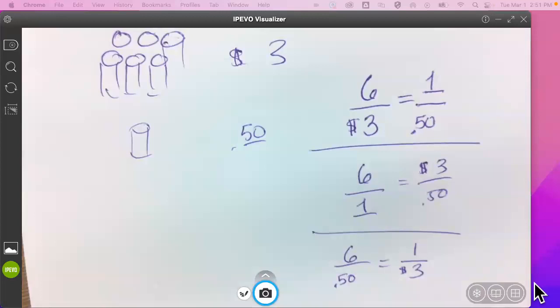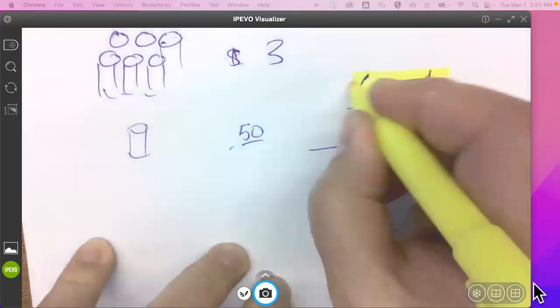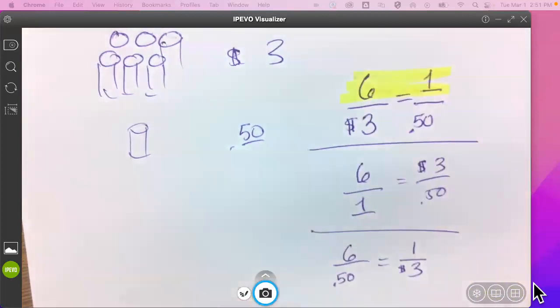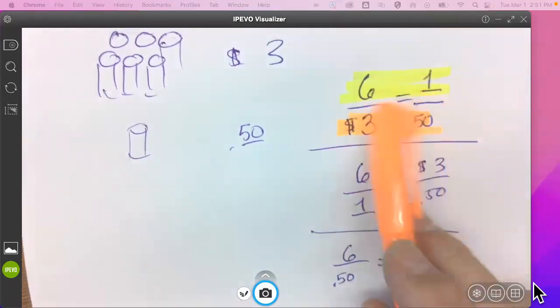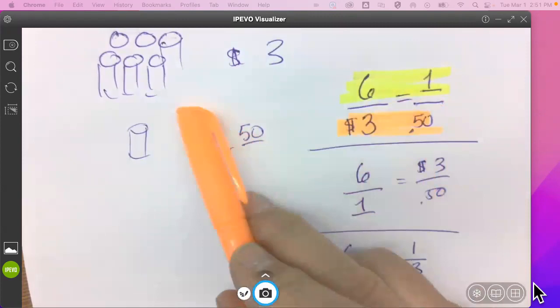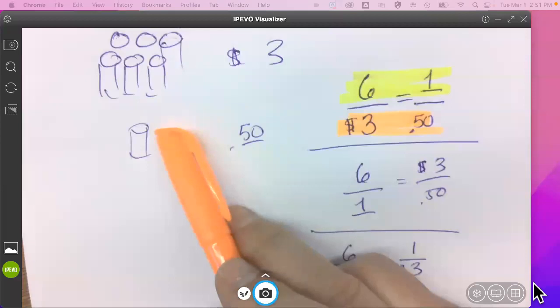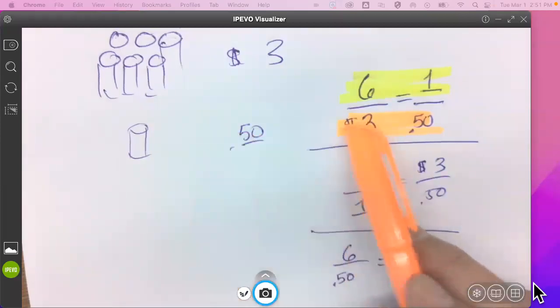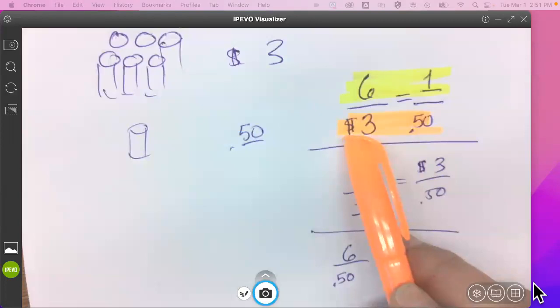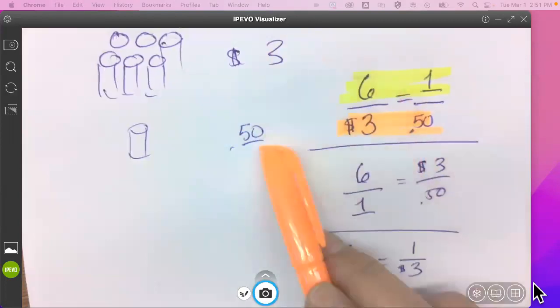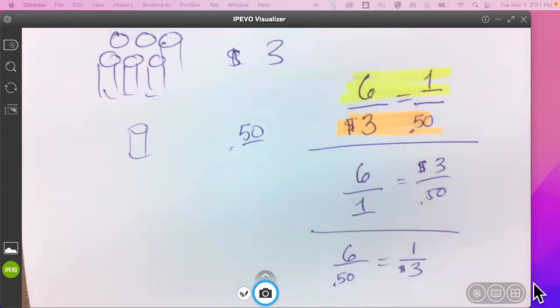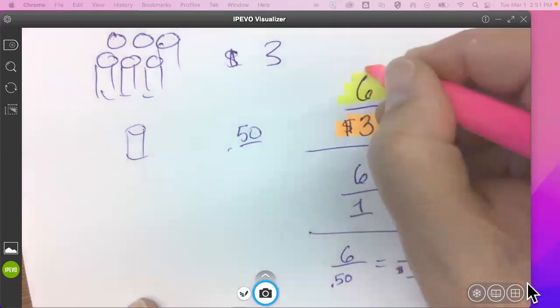So this is the point of this little discussion. How do you know which proportions you're allowed to set up and which ones you aren't? Here's what I like to think about. Look at what's horizontally aligned, in this case, the 6 and the 1, and the 3 and the 50. Do the 6 and the 1 conceptually have something in common? What do they both refer to? The number of cans. They're the same type of number. Do the 3 and the 50 cents have something in common? They're both price, or value.